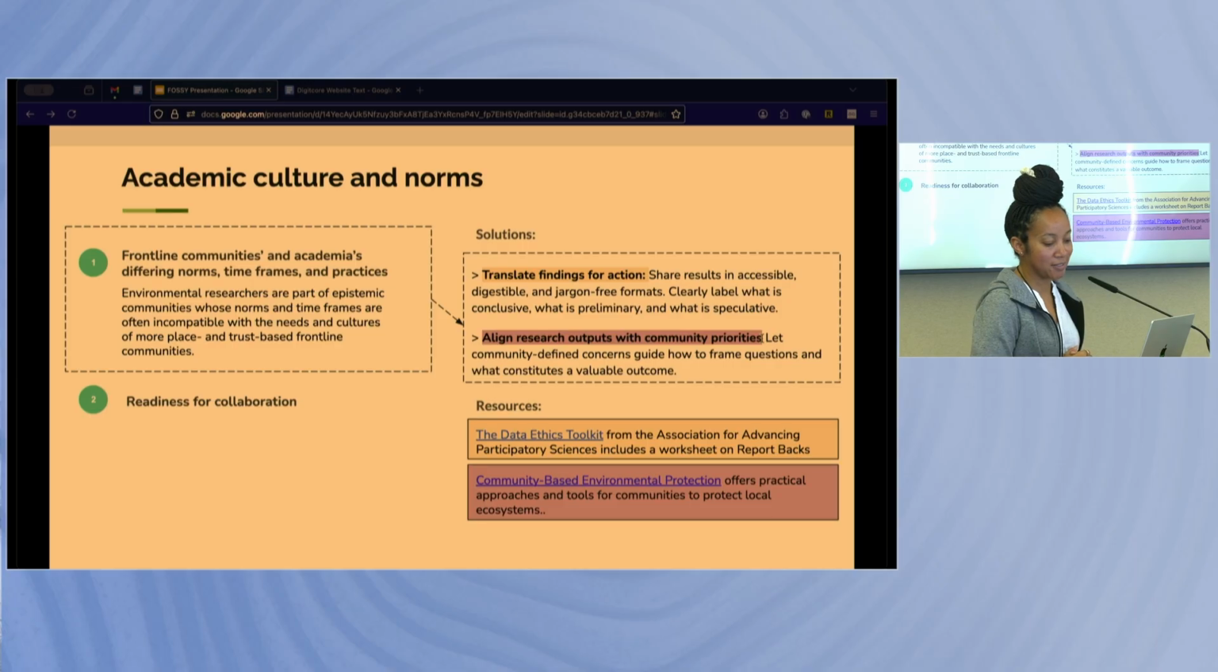So in the case of the first pattern, some of the solutions and resources that we provided were translating findings for action, so sharing results in accessible, digestible, and jargon-free formats. The Data Ethics Toolkit actually has a worksheet for report backs to communities. And for the second one, aligning research outputs with community priorities, that second resource also helps organizations get that alignment.